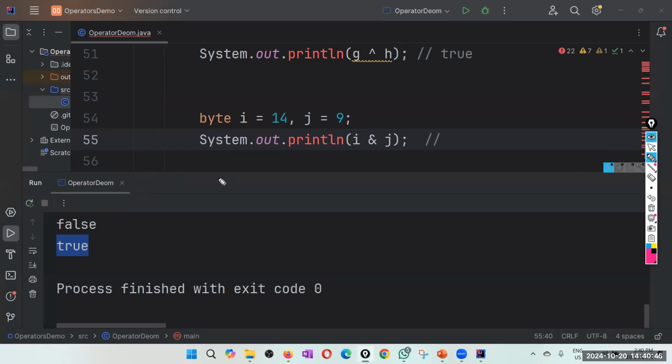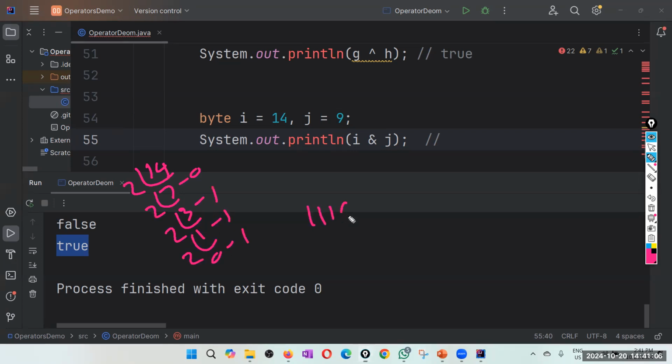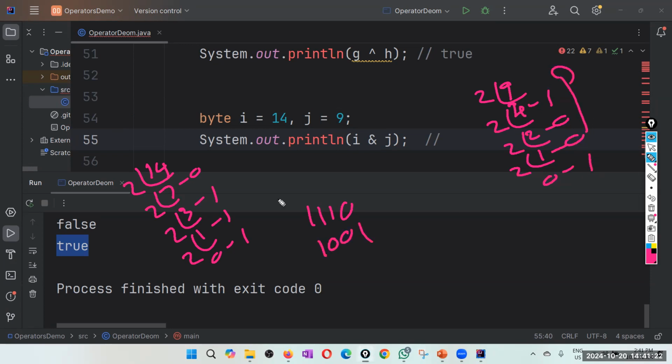Okay, so 13 is what? We don't have the undo, unfortunately. Okay, so let's do it again. 14 is 1, 1, 1, 0. So then what about 9? 1, 0, 0, 1. Okay. And it is byte, which means 8-bit. So these are all zeros.